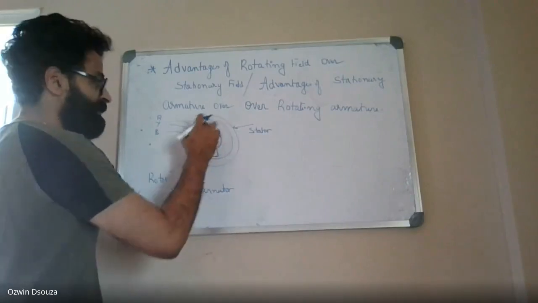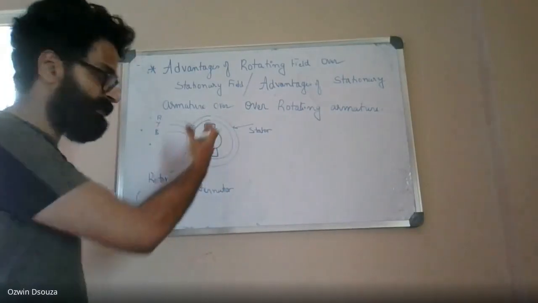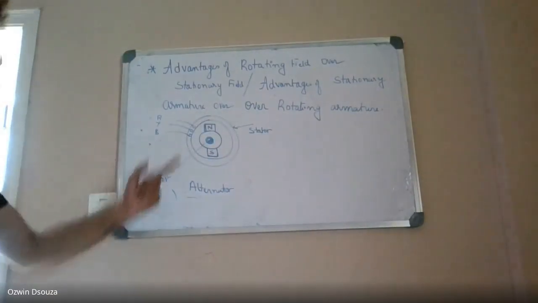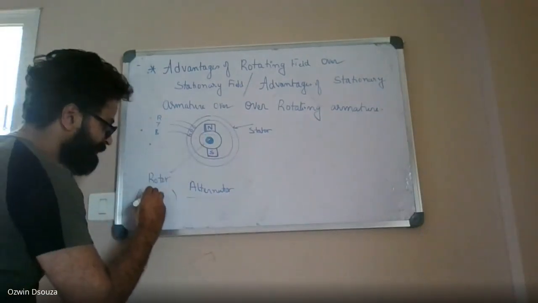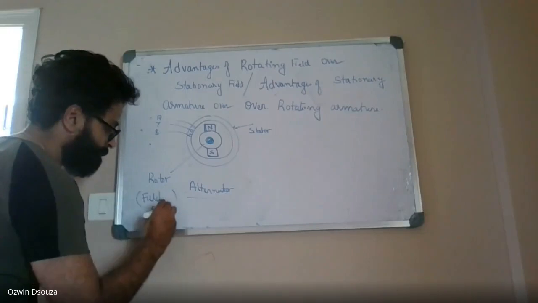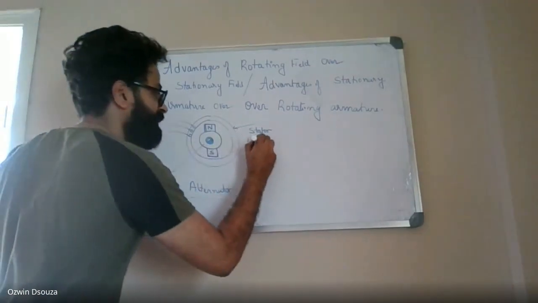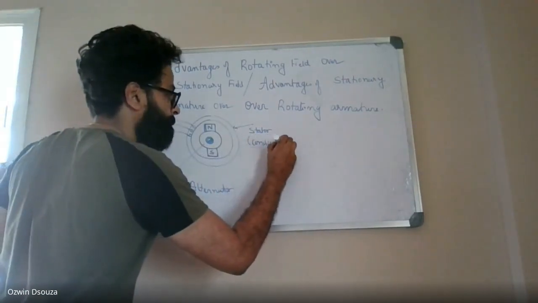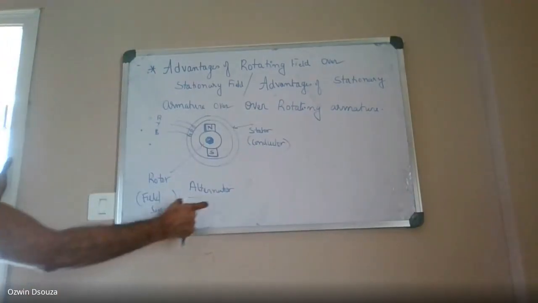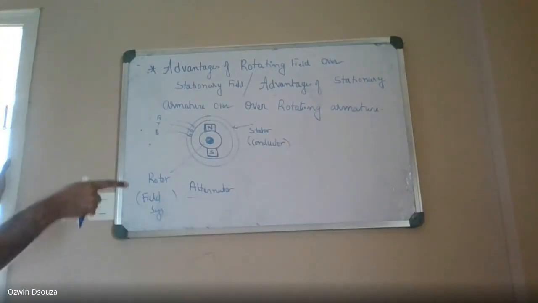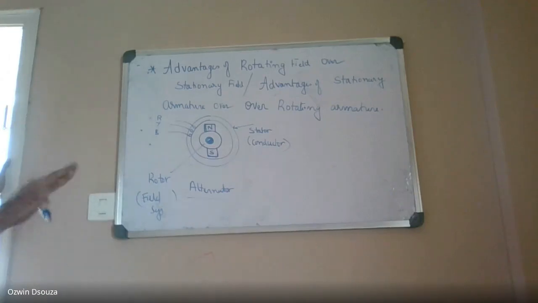So the rotor is consisting of what? A pair of north and south poles. For representation purposes, I have taken only a pair of poles. So your rotor is nothing but a field system, and your stator is nothing but a conductor system. Okay, so this particular setup you can see in the case of an alternator.